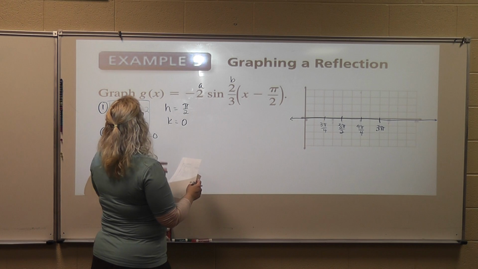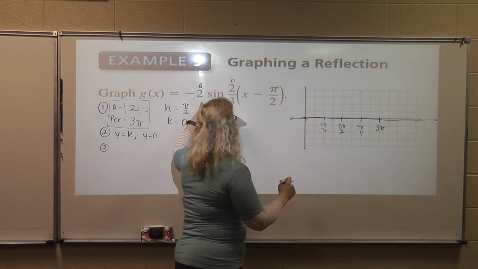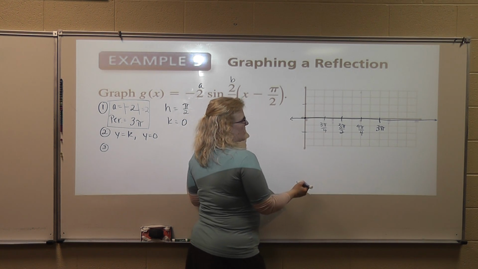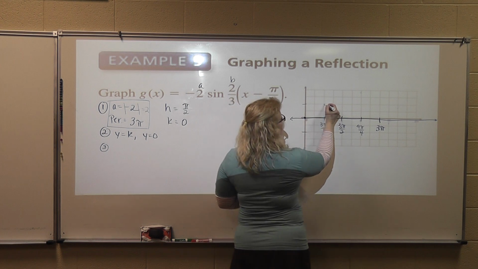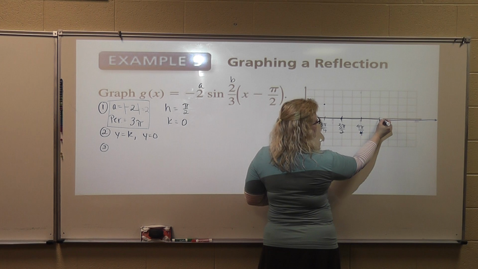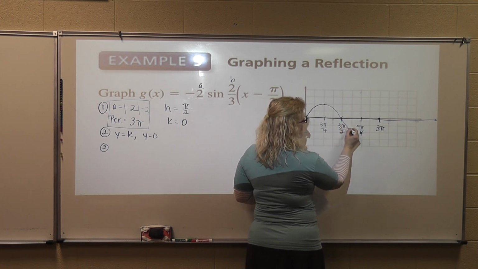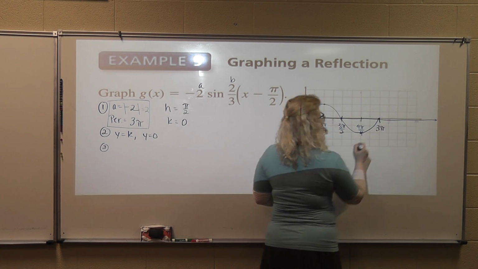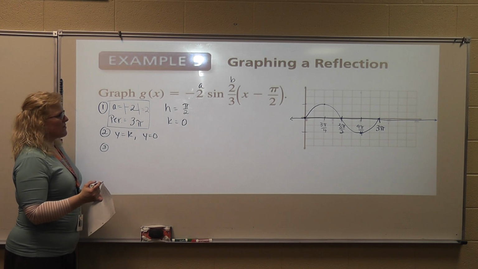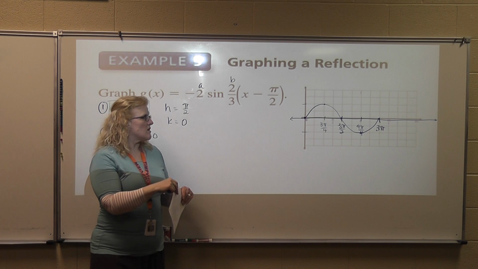Okay, so I've got sine again. So I'm starting at 0. My amplitude is 2. So up and down, we've got 2. So I start here, I'm going up 2, back to 0, down 2, and up here. All right, so here it is. But this one is going to move me to the right pi over 2.